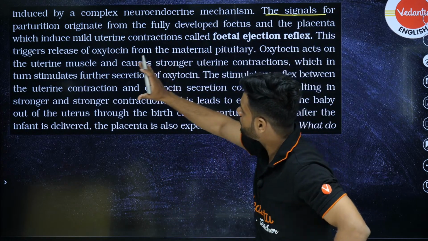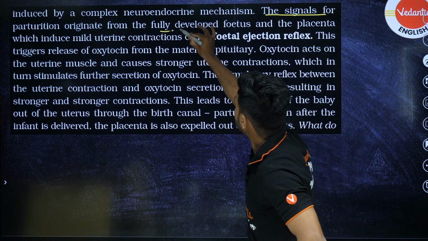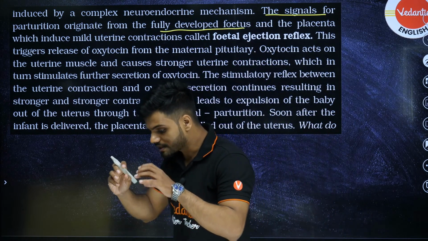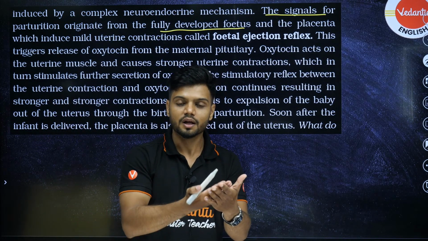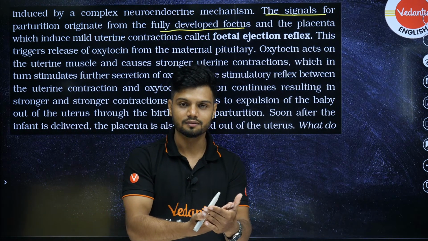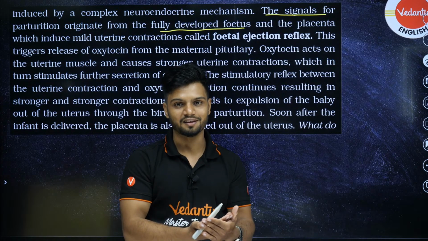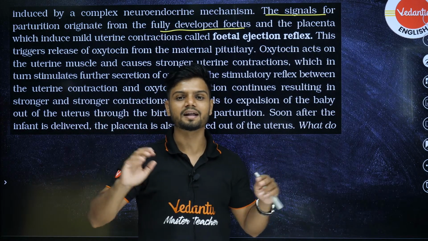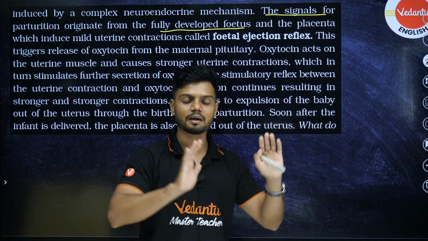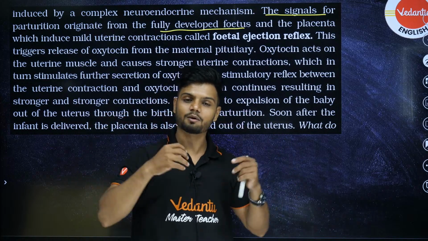The signal for parturition originates from the fully developed fetus. They'll ask you a question: where is the signal originating from? Who is telling? The baby is telling. The baby is like, my time is up, I do not want to be inside, I already want to come out into the world. The baby is chilling inside. Time is up, I want to come out now.